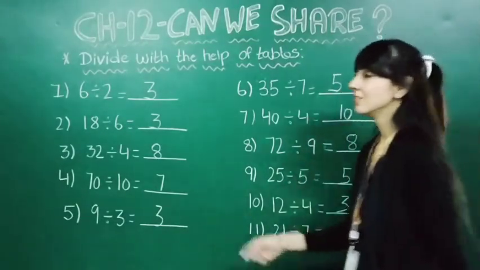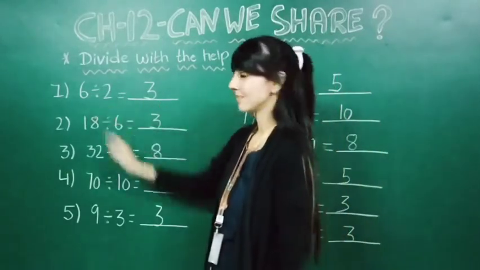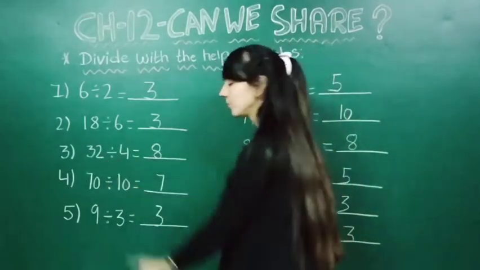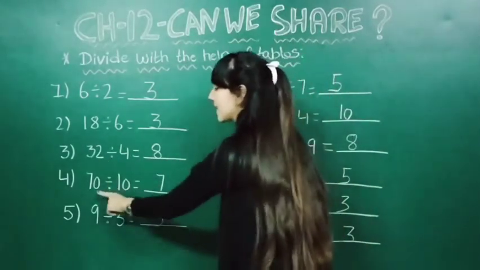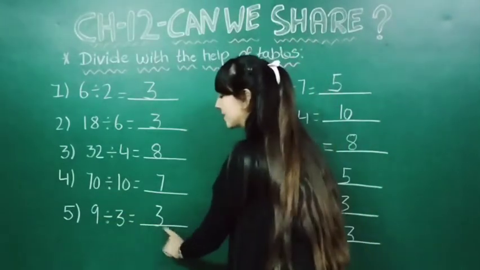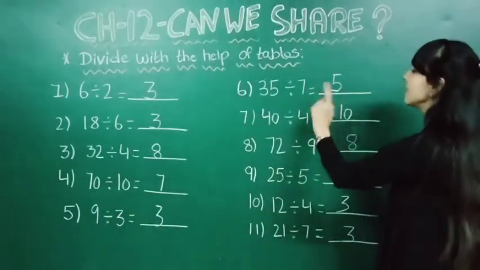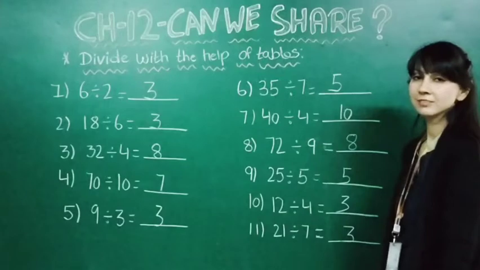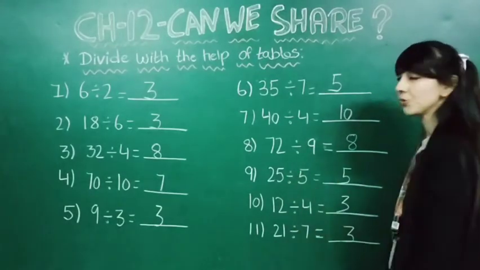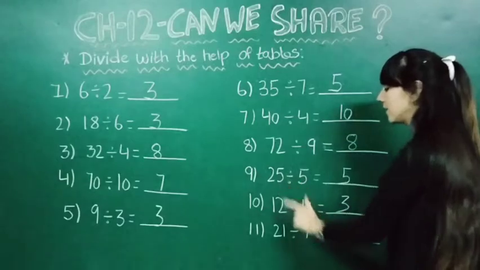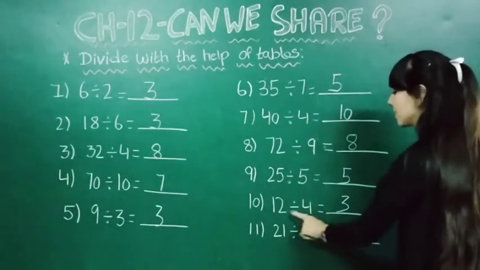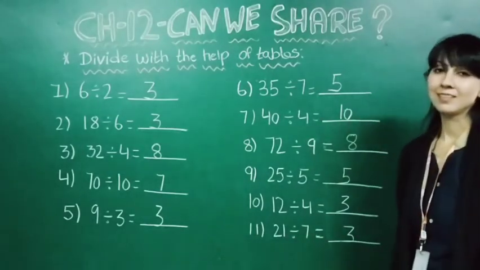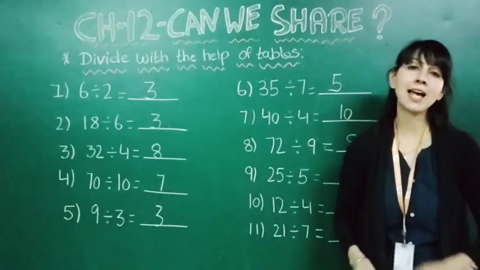Now let's read it. 2 3s are 6. 6 3s are 18. 4 8s are 32. 10 7s are 70. 3 3s are 9. Yes. 7 5s are 35. 4 10s are 40. 9 8s are 72. 5 5s are 25. 4 3s are 12. And 7 3s are 21. Understood how to do this division with the help of tables?